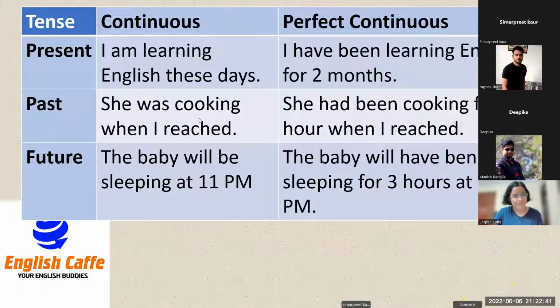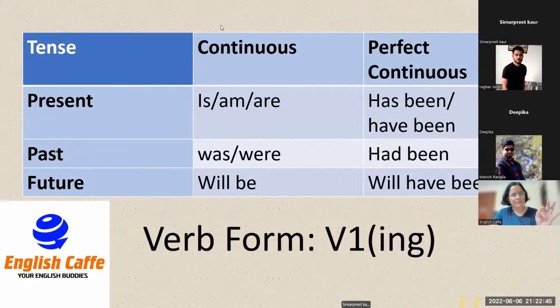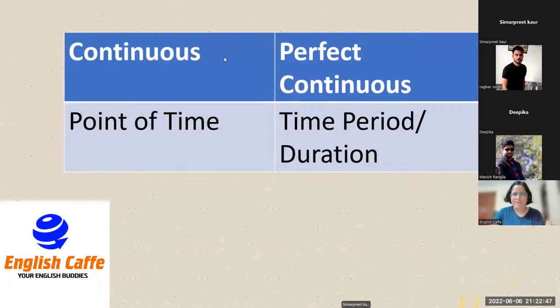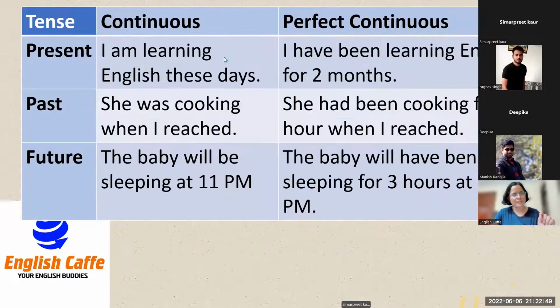That's the continuous tense. Jab main ghar pahuncha, wo khana bana rahi thi. We are only talking about one moment. The definition is, if we're talking about only point of time, then you use continuous tense. So she was cooking when I reached. We are only talking about one point. But if we say she had been cooking for an hour when I reached, here we are using she had been cooking because we are talking about a time duration, for an hour. An hour is a time period. So we use had been.